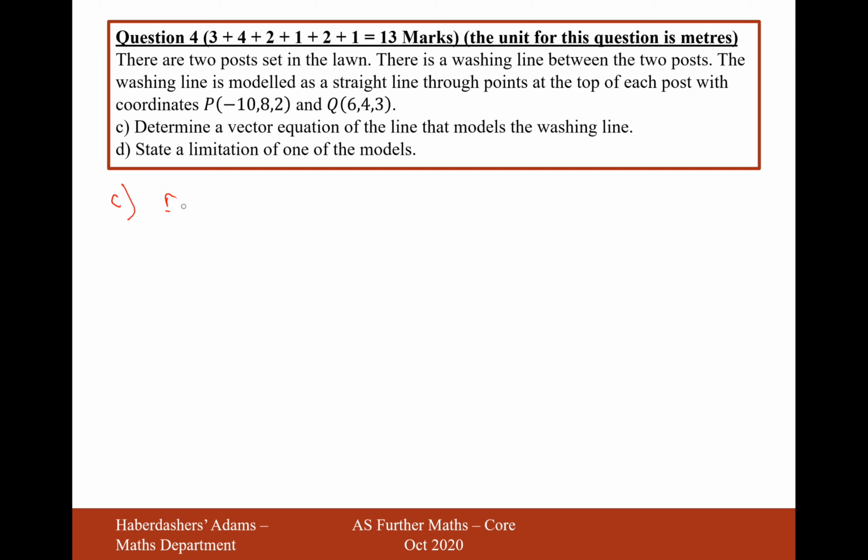Okay, well, the washing line is just going to be the starting coordinate, we'll call it -10, 8, 2, and then the vector to get from one side of the post to the other. So that's going to be going up 16, it's going to be going down 4, and it's going to be going up 1. So there we are, that's the answer for part C. The answer for part D states one limitation of the model is that washing lines generally sag, or they're generally not linear. So you'd write that down as your answer for part D.